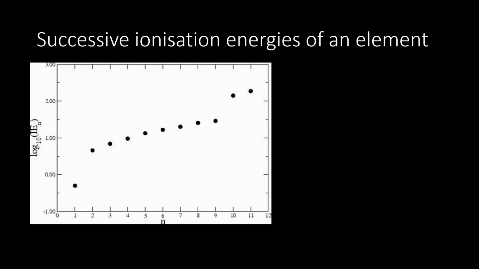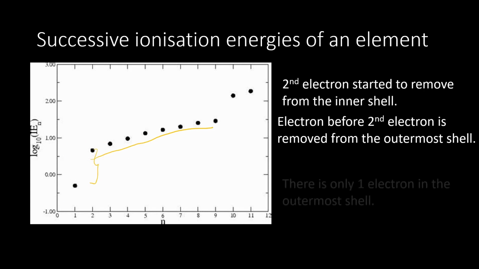Previously, we deduced that the drastic increase occurs between the first and the second ionization energy. From the drastic increase, we can conclude that starting from the second electron, the electrons are being removed from the inner shell.